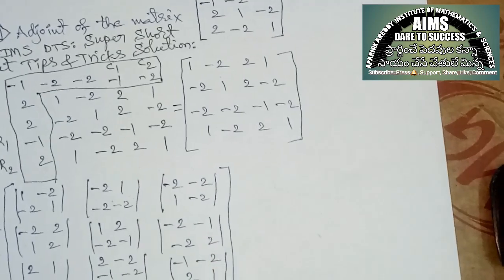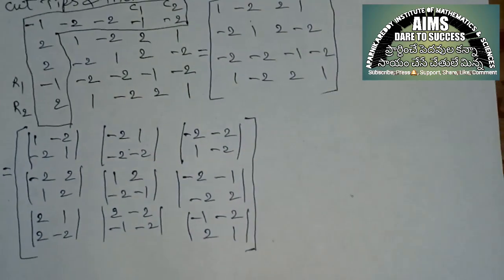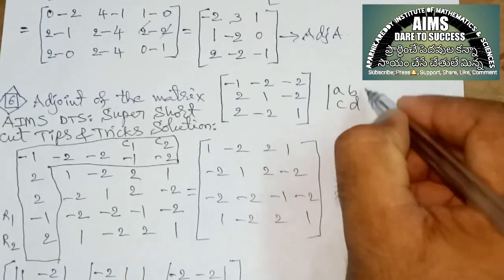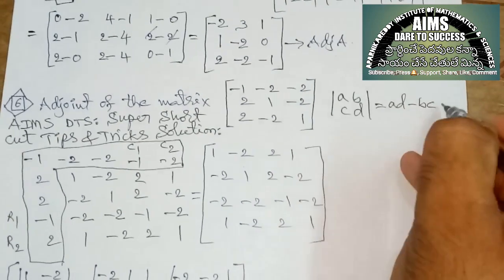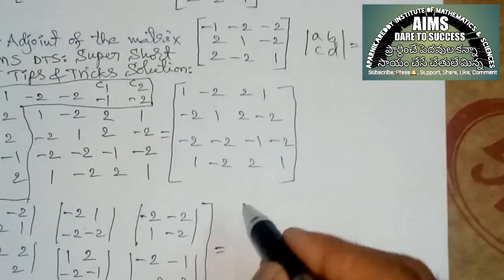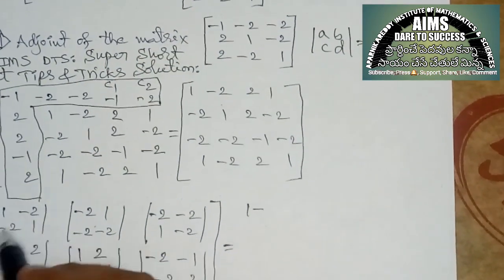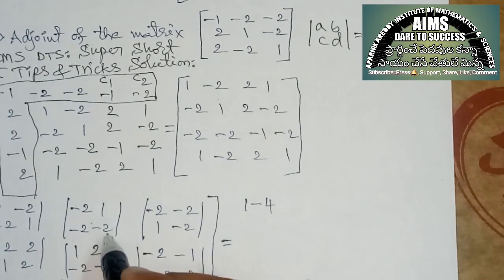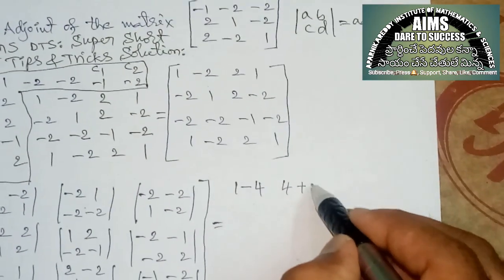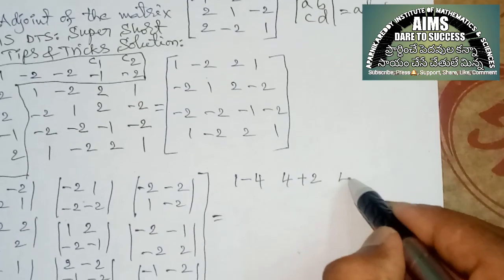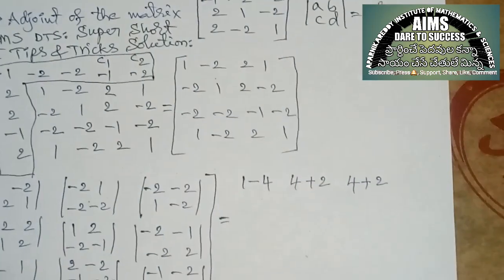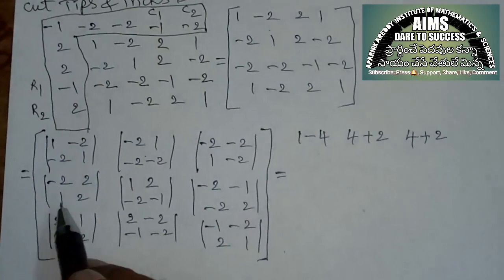After writing this part, one simple shortcut: the determinant of a b c d is ad minus bc. Applying the formula, we get 1 into 1 is 1, minus into minus plus, 2 2s are 4. After that, minus into minus plus, 2 2s are 4. -1 into -2 is -2, minus of minus plus 2. Minus into minus plus, 2 2s are 4. After that keep -2 into 1, -2, minus of minus plus 2. Row 1 is completed.